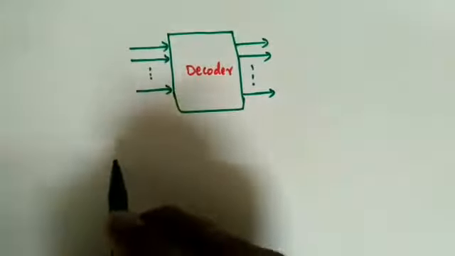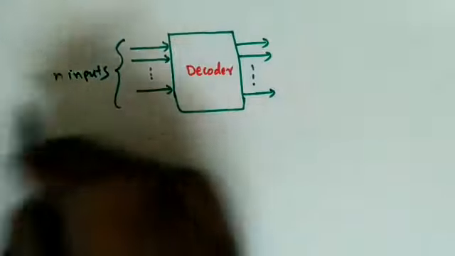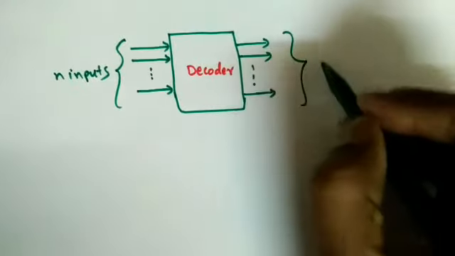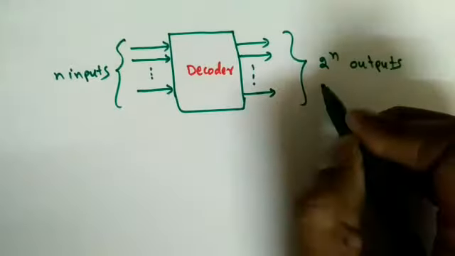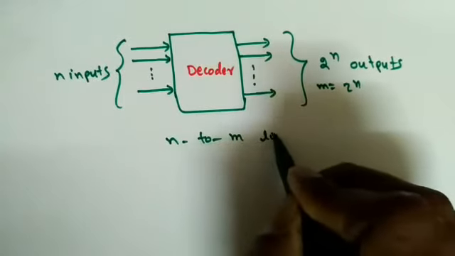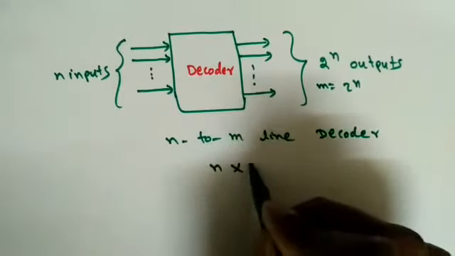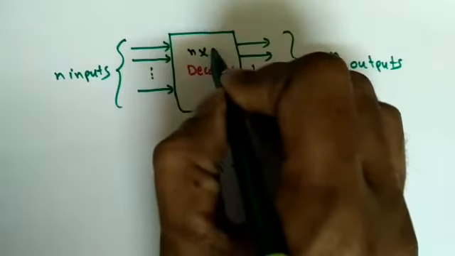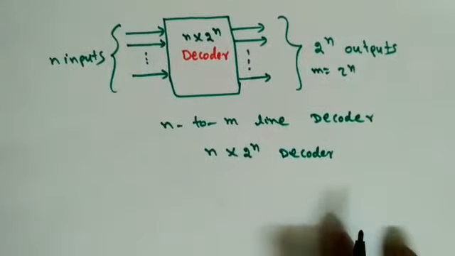The decoder will contain n inputs, the n binary code, and 2 power n outputs. If I say m is equal to 2 power n, this is an n to m line decoder. The other name is n by 2 power n decoder. What is the size of this decoder? I can write it as n by 2 power n, that is n input lines and 2 power n output lines. So this is the decoder.